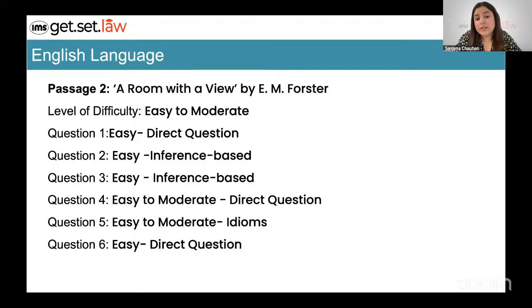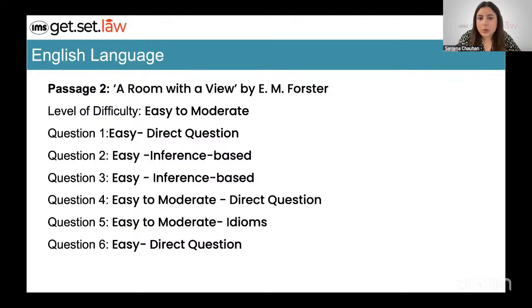There was one question on idioms, and the phrase for which you had to find the corresponding idiom was tactful allusion. Why I have labeled this question as easy to moderate is because if you do not understand what tactful allusion is, then choosing option D would have become slightly tricky. And then there was another direct question, which was on the easier side only. So on the whole, this passage is easy to moderate.